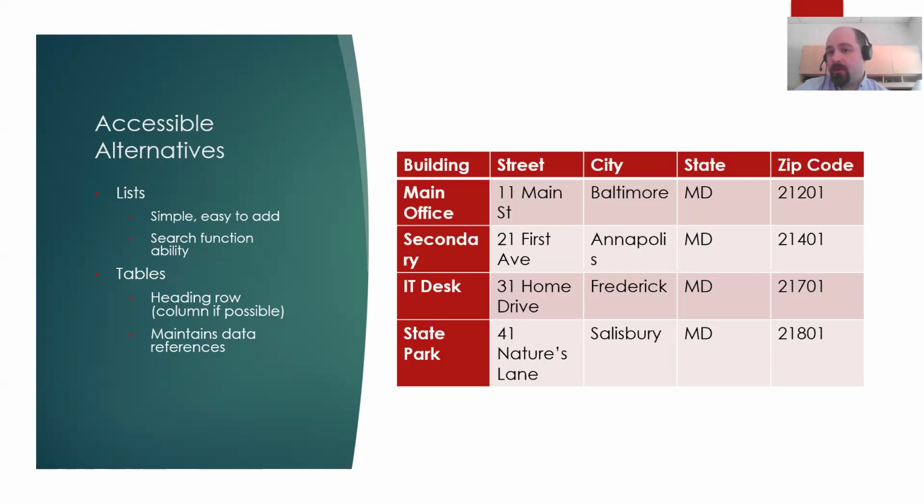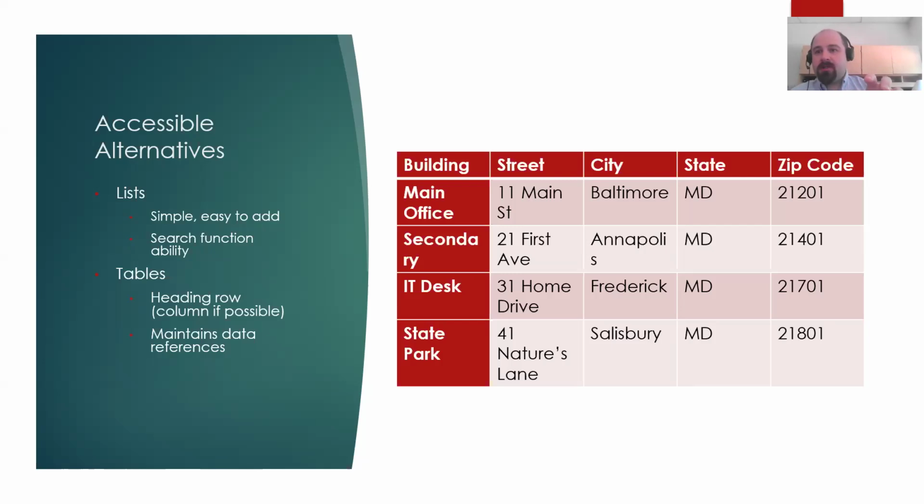Tables is the second way I would recommend having an alternative. Tables are great for data. They can be made accessible fairly easily. They're a bit more complicated than a list. But the nice thing about them is that by providing that heading row and the column, if possible and needed, it maintains the data references.